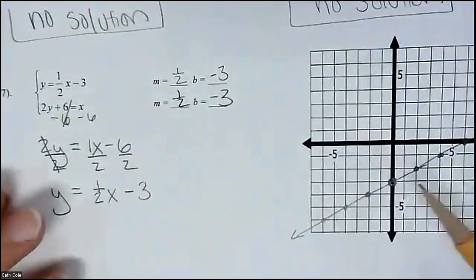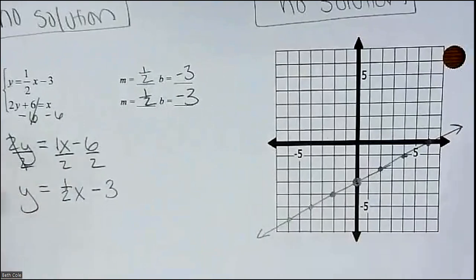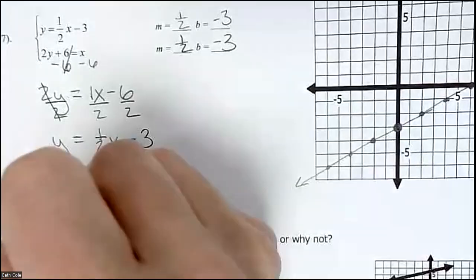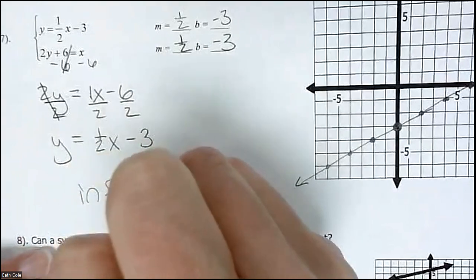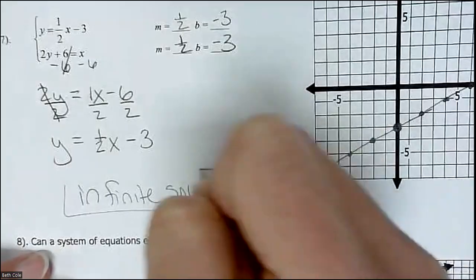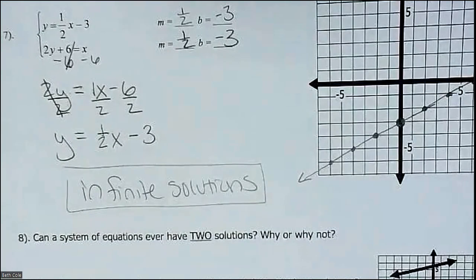Oh my gosh, we already graphed that line. It's the same line. So you have 2 lines right on top of each other. And so what's your answer to the whole thing? Infinite. Good. They intersect literally everywhere. Infinite solutions.